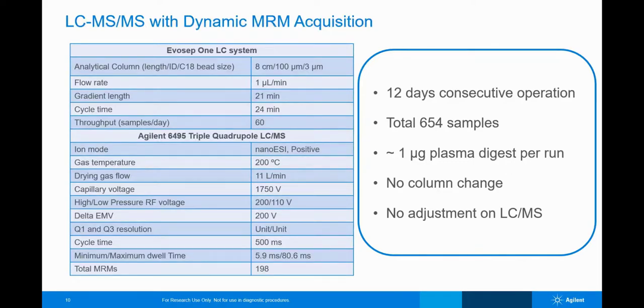Including sample method development and performing all 3 experiments, we continually operated the system for almost 12 days. This gave us a total of 654 sample injections. For each injection, we loaded about 1 microgram of plasma digest on column. During this test, we didn't change the column. All the experiments were performed on the same column. And we didn't change the spray emitter and didn't adjust the spray voltage. Also, we didn't tune or clean the mass spec system.